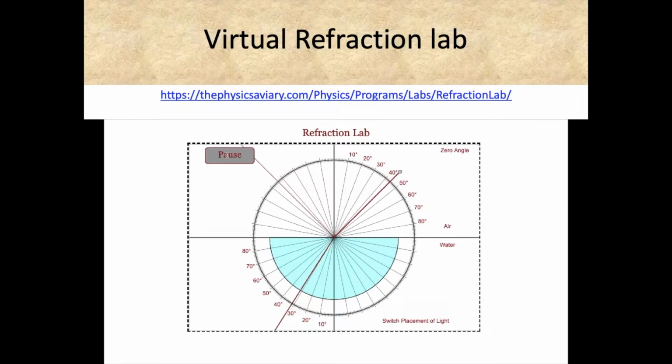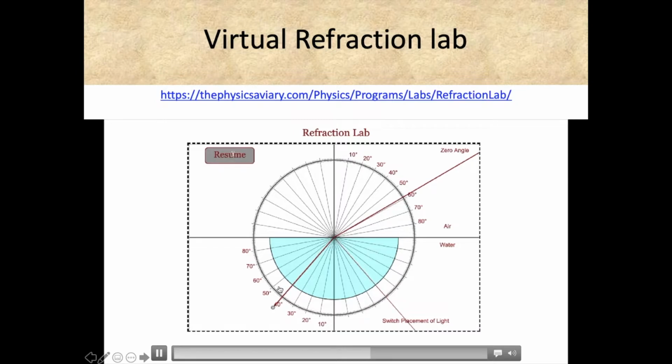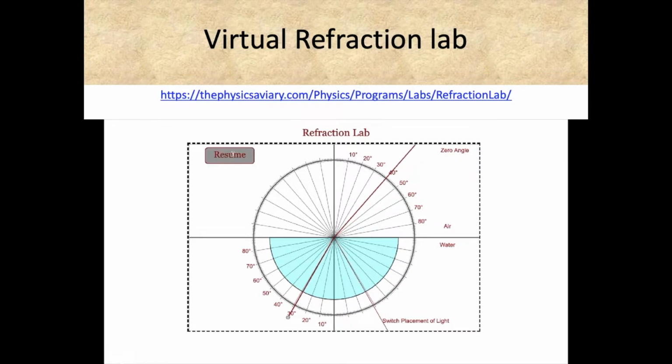As this runs, you can pause and make some measurements. This simulation also allows us to switch the placement of light. So let's see that. This time you can see that the light is going from the dense medium out to the air. And you can see the ray follows the same path back out.